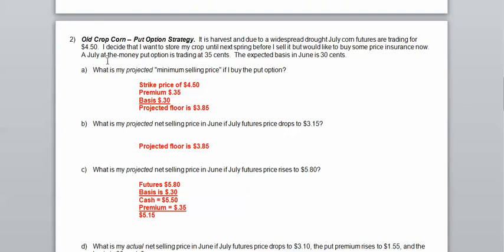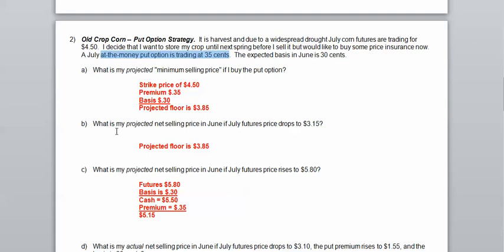Same thing here, problem 2. We're doing an old crop corn, same number, same math. We expect in July corn is trading at $4.50 now. I would like some price insurance. July at the money put option is trading at 35 cents. So that means it has a strike price of $4.50. It has a premium of 35 cents. And we're expecting a basis of 30 cents. So again, our projected floor is always going to be strike price minus premium minus basis. So our projected floor price in this problem is $3.85.